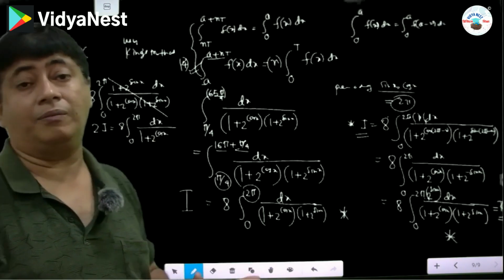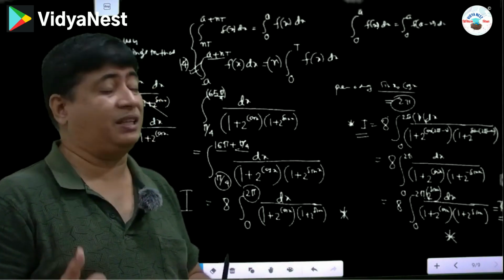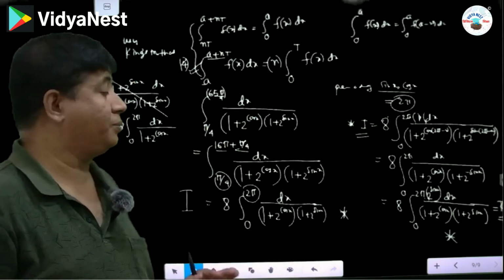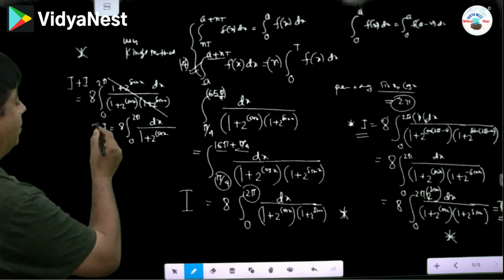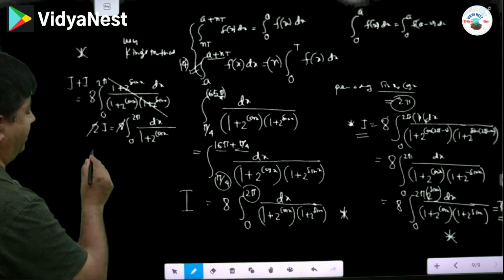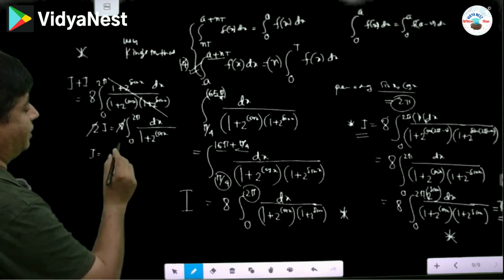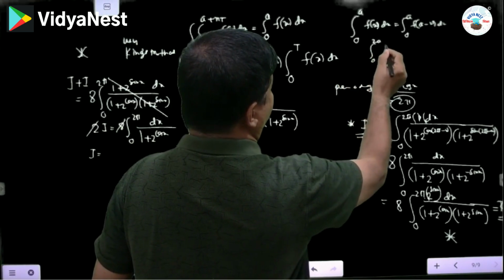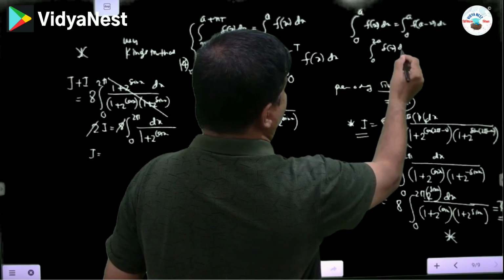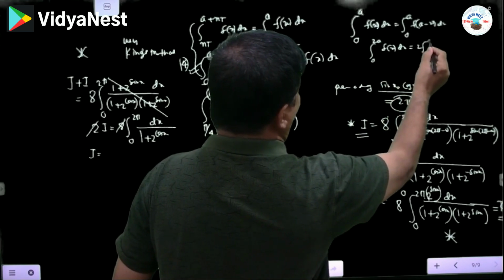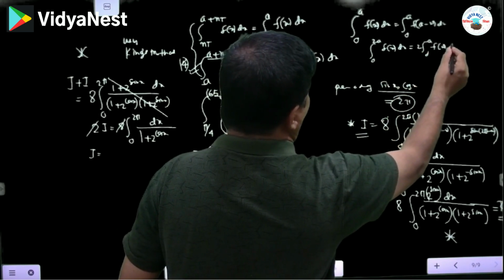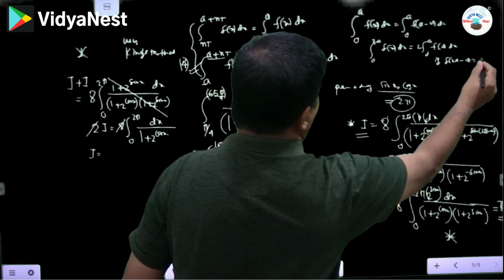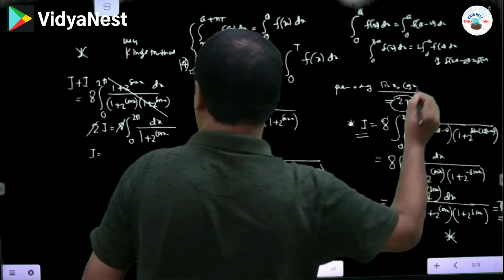Now the sum has come under our feet. It's simpler. One term is nullified. Now we can proceed. How? Now that 2 and 8 will get cancelled. And you see property number 5 or 6, you can use 0 to 2a f(x) dx, 2 will be brought out when f(2a minus x) is equal to f(x).